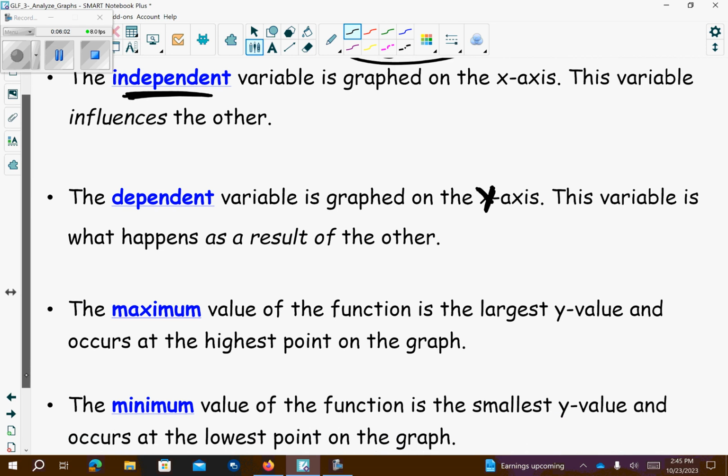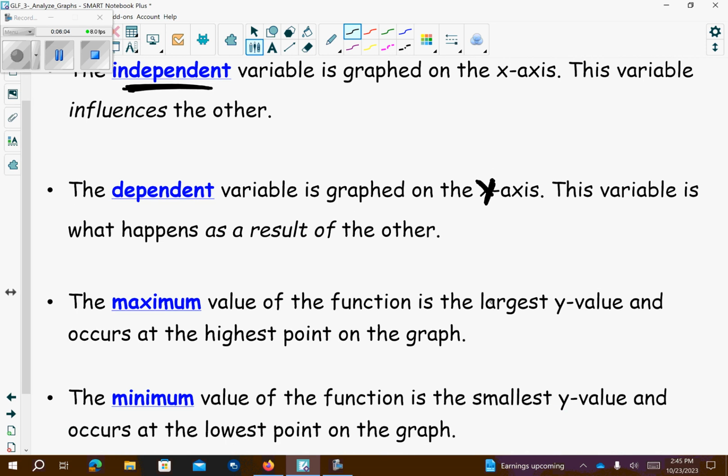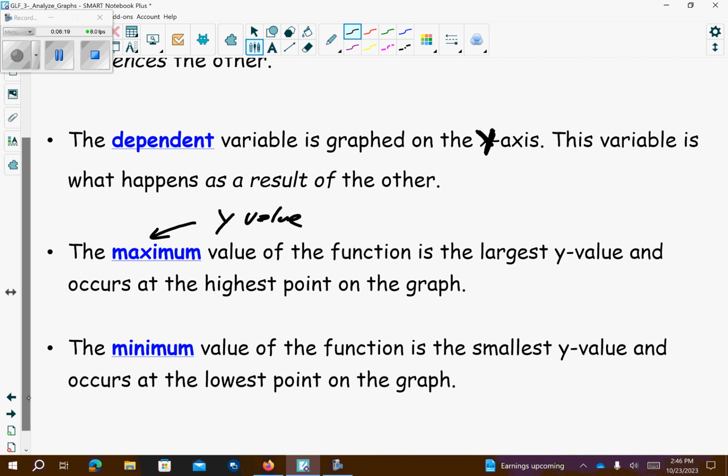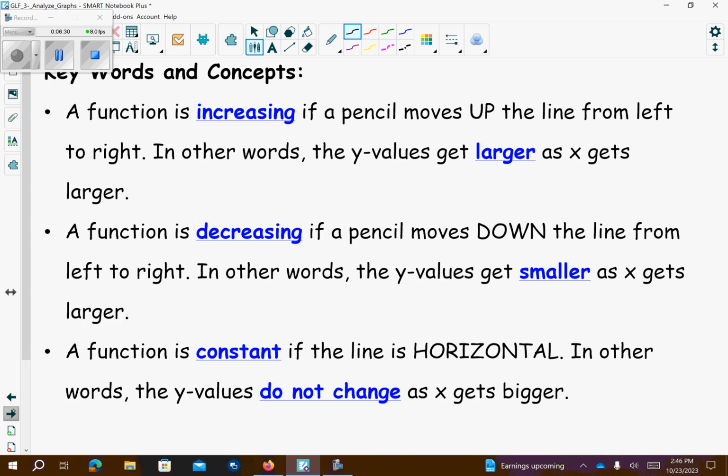Okay, the maximum value, and we're just filling this in as we go down, the maximum value of the function is the largest y value and occurs at the highest point on the graph. So the maximum function, just note that this is going to be a y value, and we'll talk about that later. The minimum value of the function is the smallest y value, again, y value, and occurs on the lowest point on the graph. And we'll talk about that when we start looking at a few other questions.